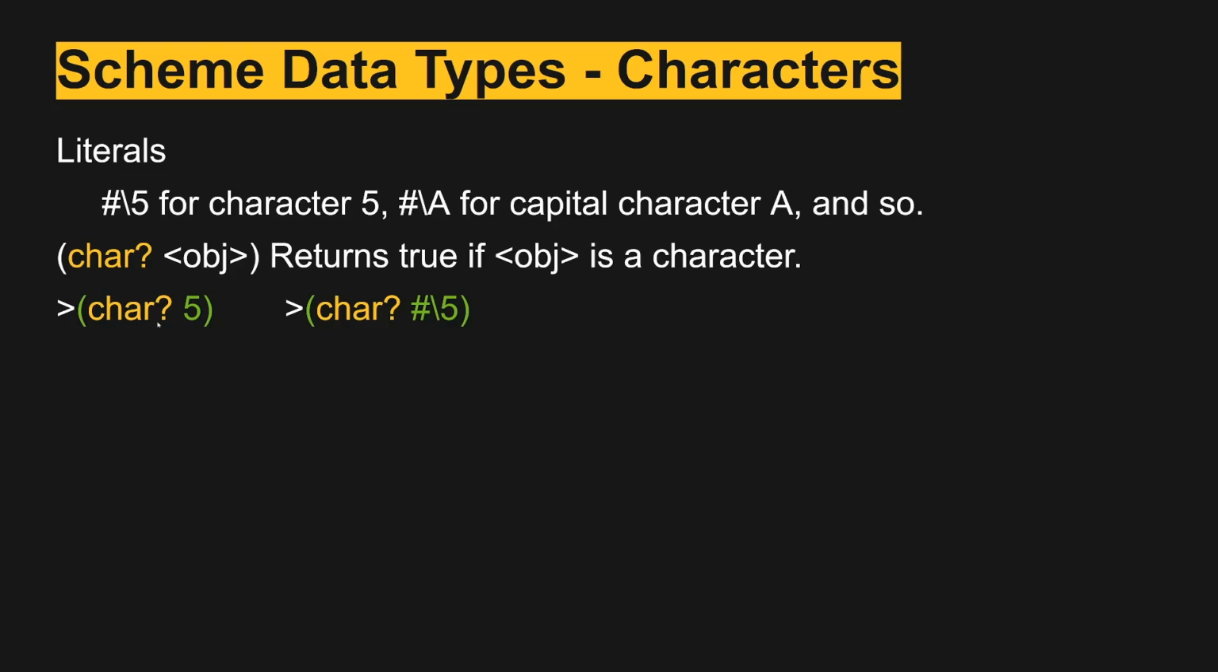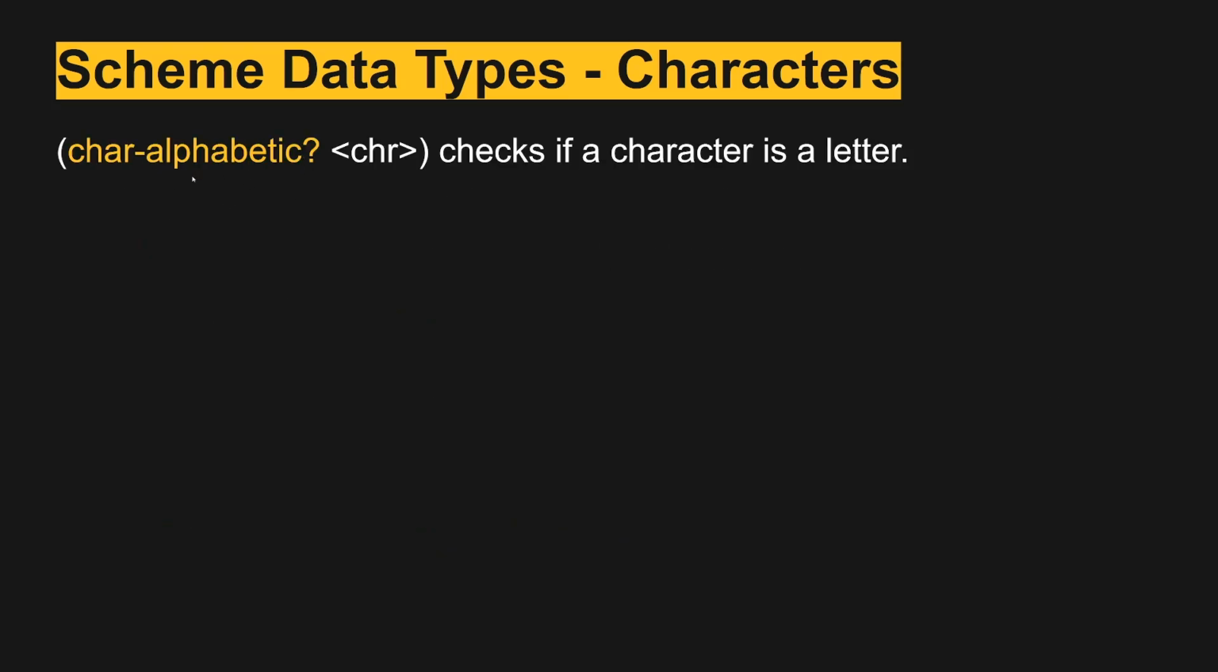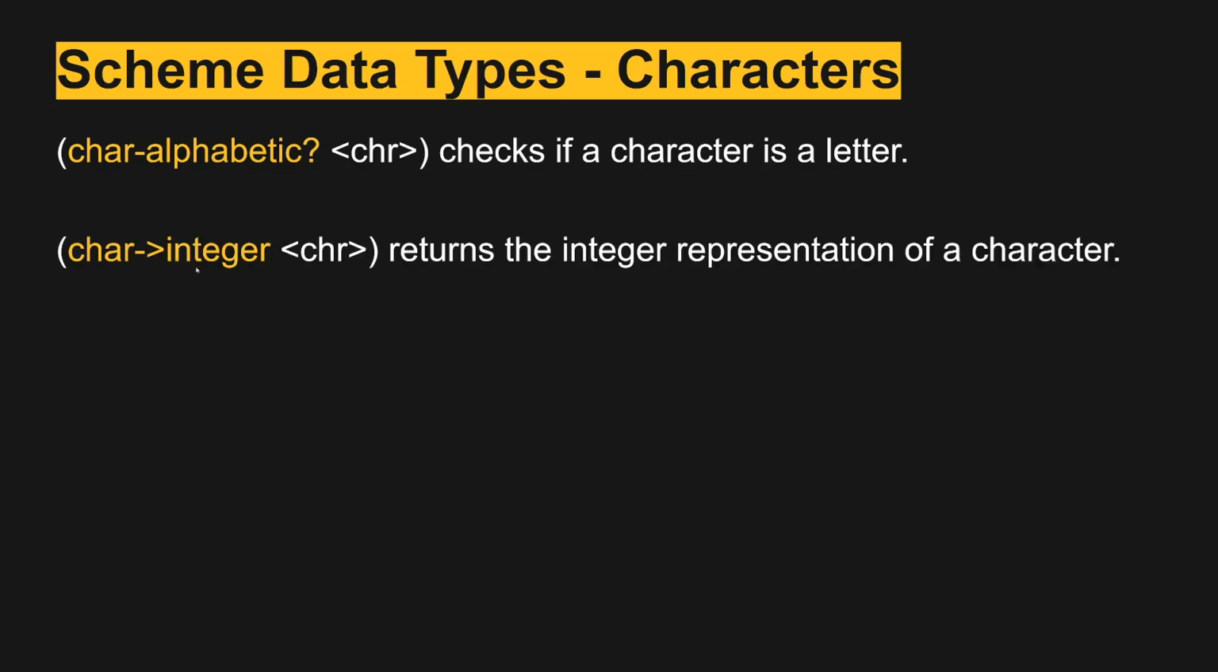So if we do char 5, what will this do versus char question mark hashtag 5? We can see it returns false for this one because that makes a number, versus true, this is a character. This checks to see if the characters are equal, and if they are, then it returns true. So we'd have false here because large A is not equal to little a, and then large A is equal to large A. Another useful operator is we can check if a character is alphabetic. We can also check if the character is an integer.